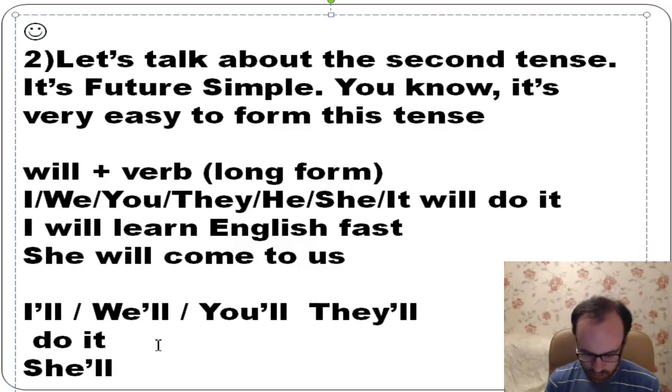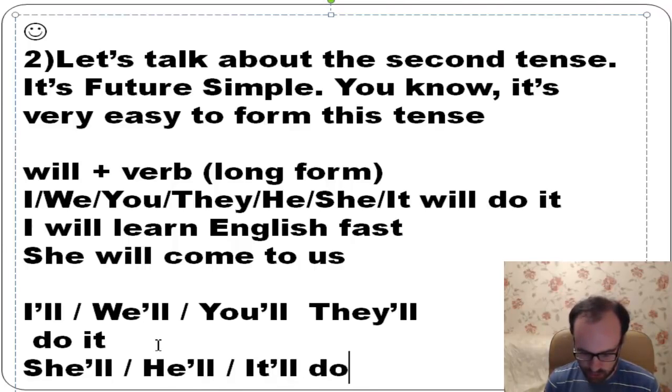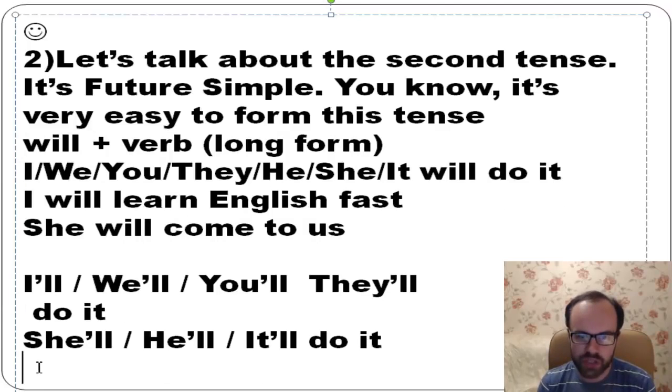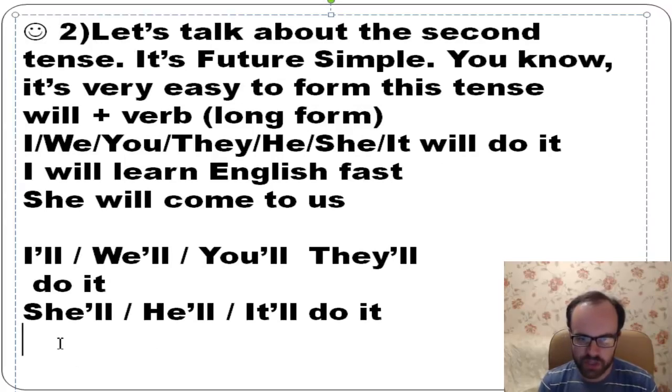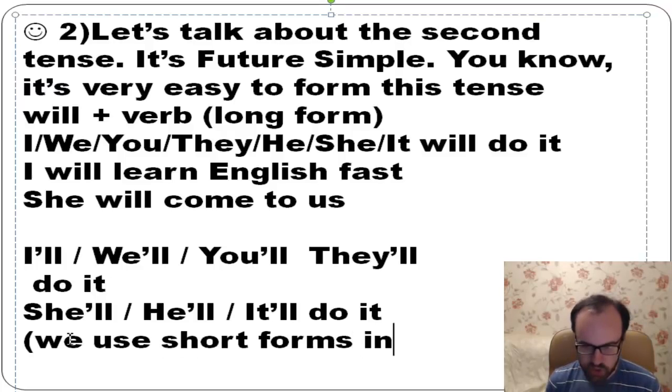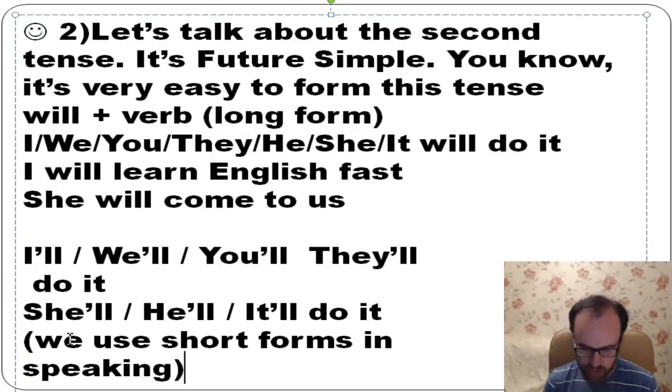She'll do it. He'll do it. It'll do it. So you see, we use short forms in speaking.